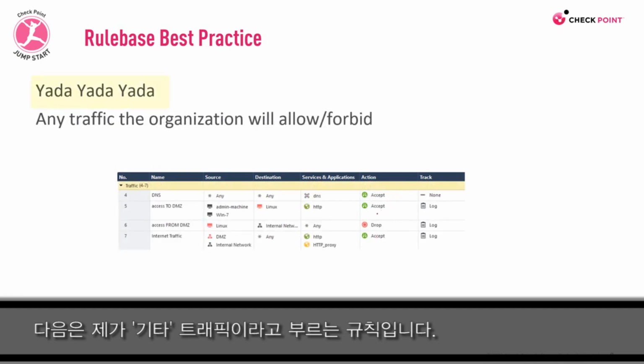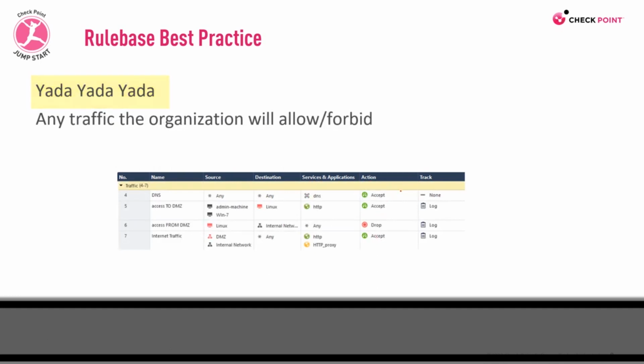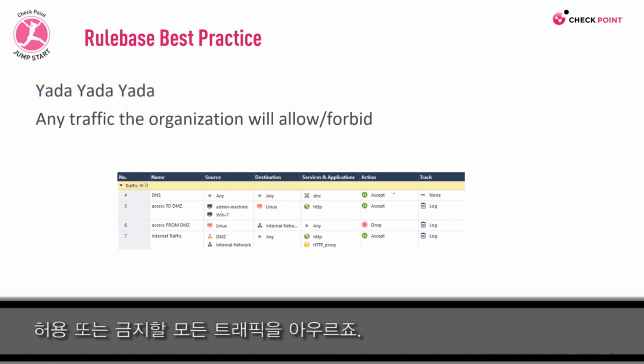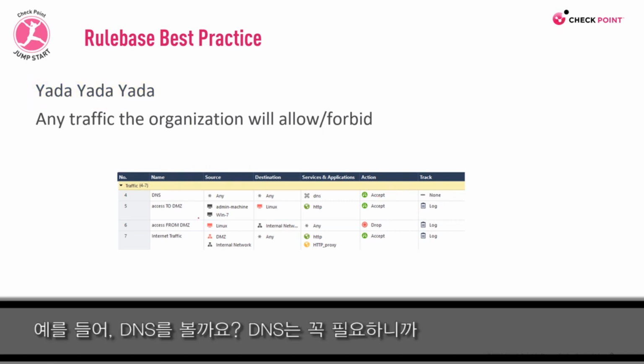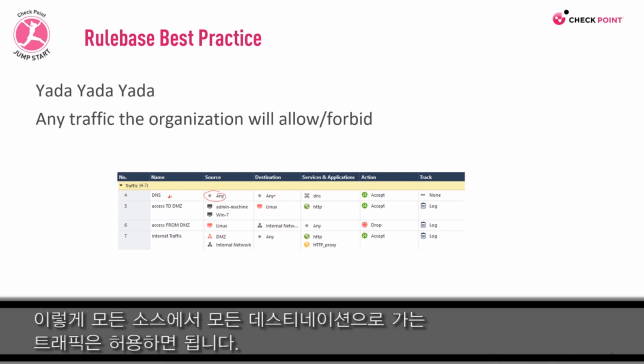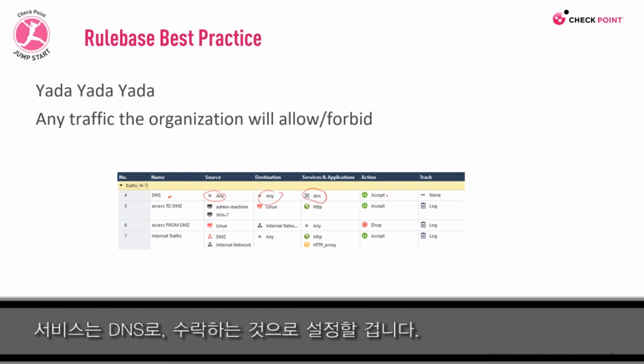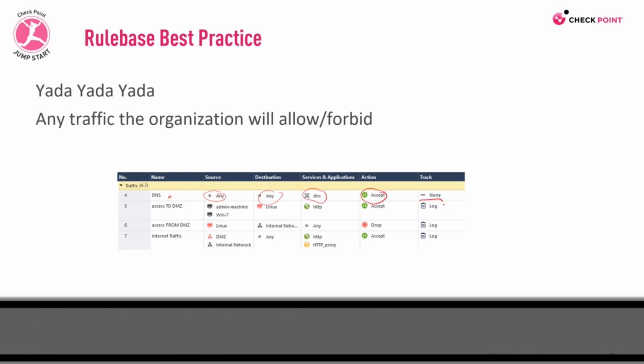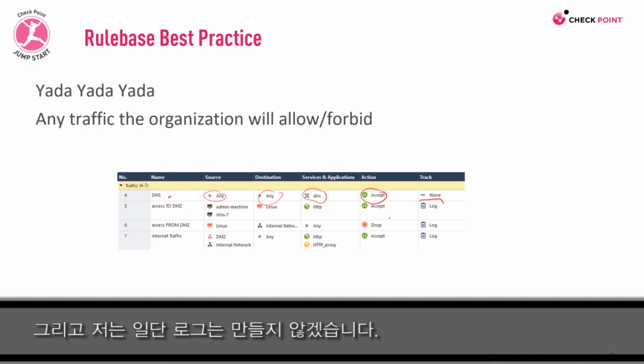Next is what I call the yada yada yada traffic. Any traffic the organization will allow or forbid. For example, DNS is something that you want to have. So I'm saying all the DNS from any source to any destination, and of course on DNS services, I'm going to accept. And in my case, I don't want to log it.